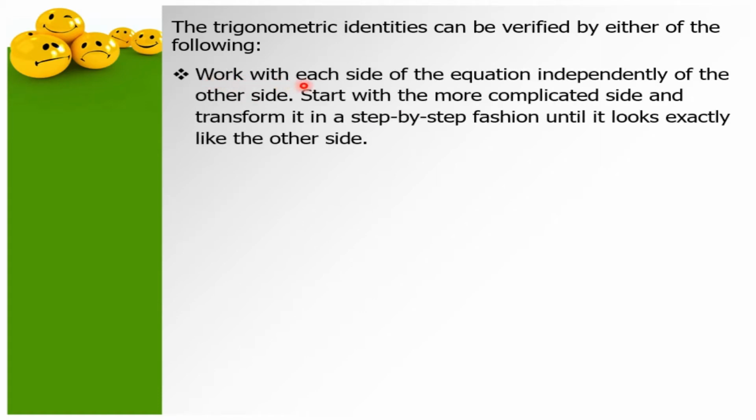First, you work with each side of the equation independently of the other side. You start with the more complicated side and transform it in a step-by-step fashion until it looks exactly like the other side. Okay? So yung gagalawin lang po nating side is yung complicated side and gawin siya nating equal sa another side of the equation.